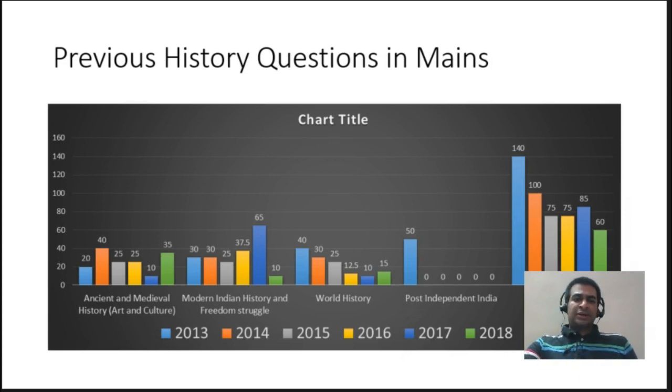Again, the further breakup you can see here. In ancient and medieval, modern, that is freedom struggle and world history, and post-independent history, we can see declining weightage, and almost nil questions are being asked in the recent past. Whereas the majority of the questions, maybe 6 or 7 questions out of this, maybe half of the questions, are from your modern Indian history, that is, the freedom struggle.